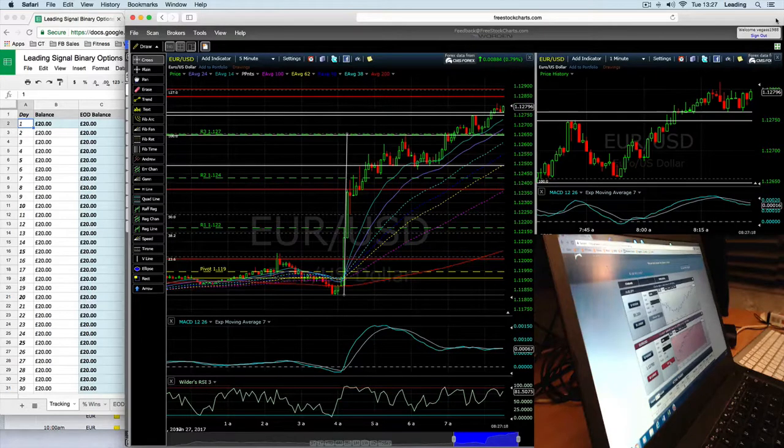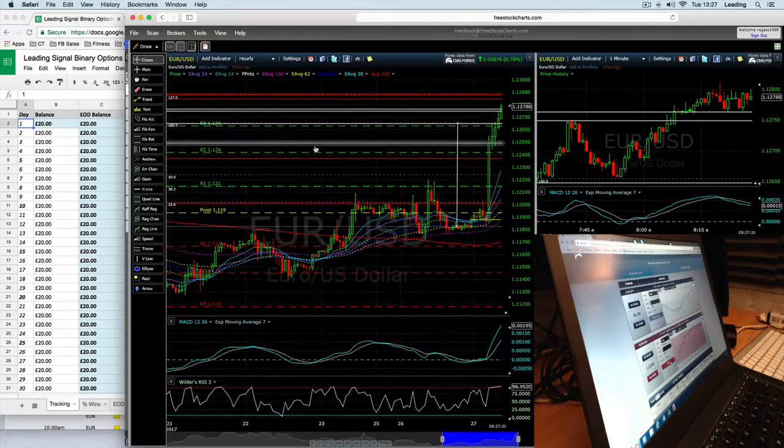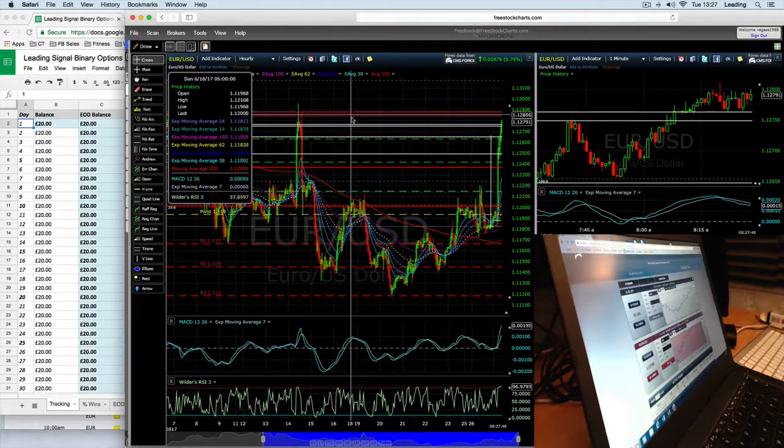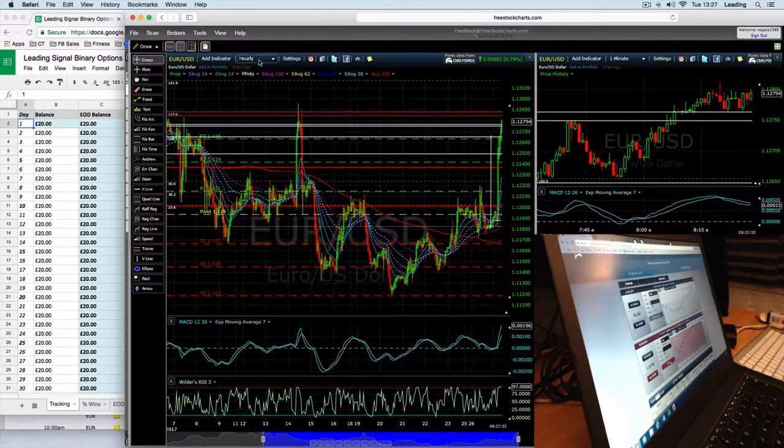So it's not looking too good, this, for me. We have to wait till that high gets tested. Let's have a look on the hourly. So I think that's in line with that high, isn't it? So what time are we on? Yeah, we could easily get a run up to 1.129 easily.